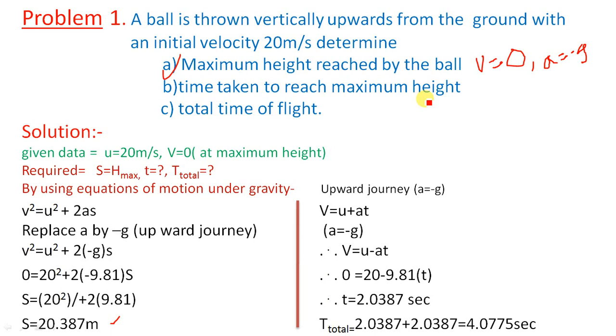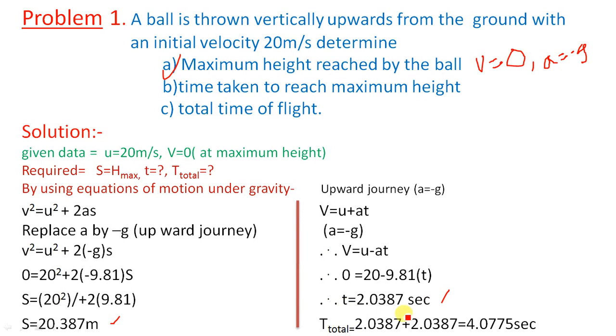So u is known to us, v is known to us, a is known to us. We require to find out the t. So which equation we have to use? Which contains all the three quantities? v is equal to u plus at, because substituting the values of v is equal to 0, u is equal to 20 and a is equal to minus 9.81, t we will get. So t is 2.0387 second. Thus t is now known to us.